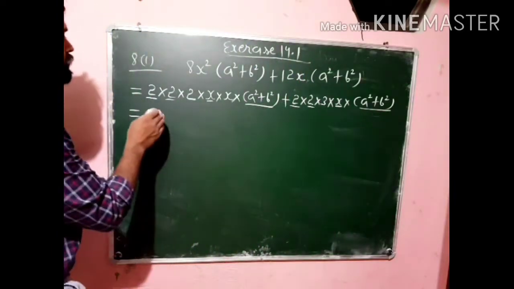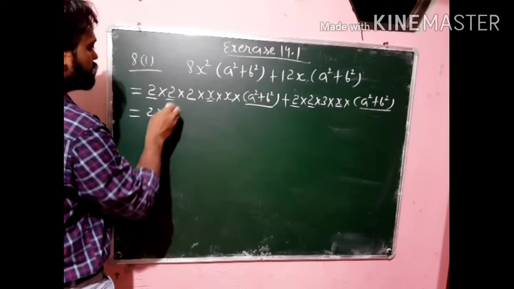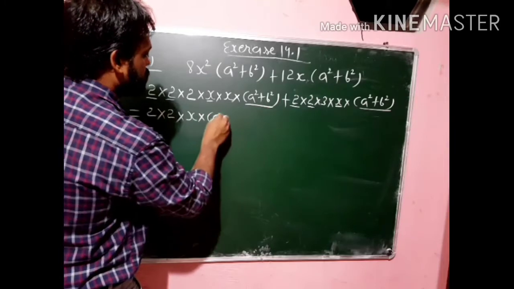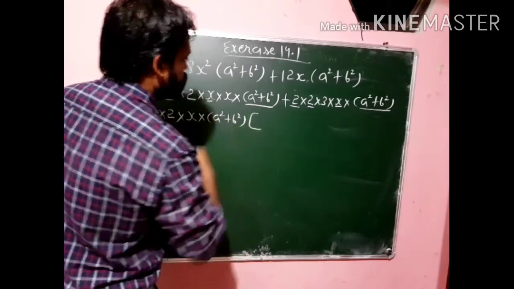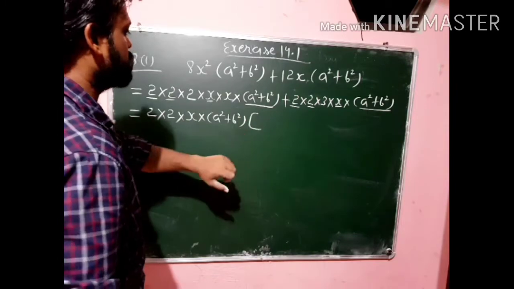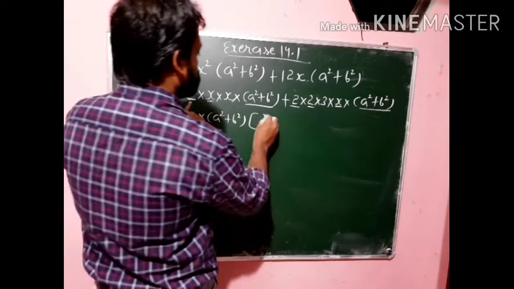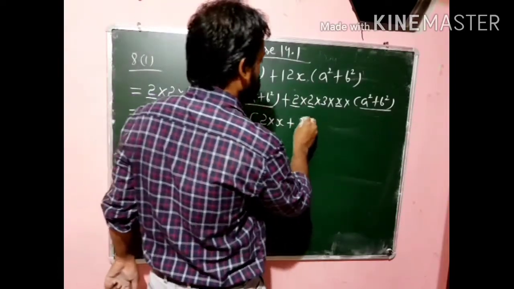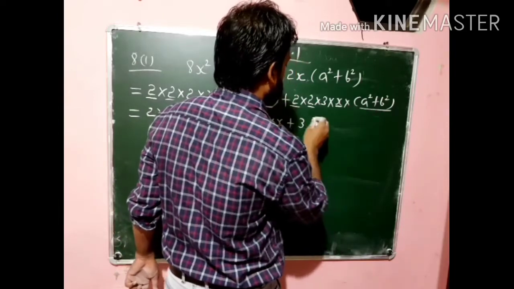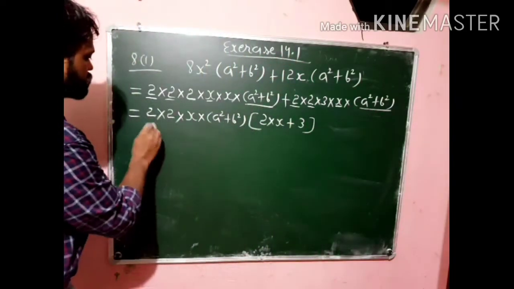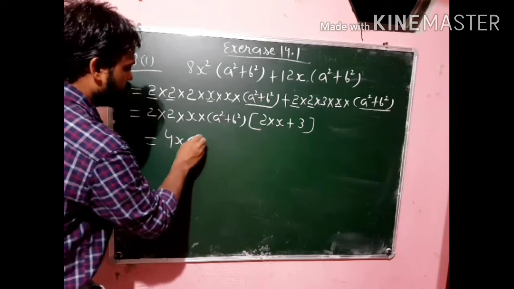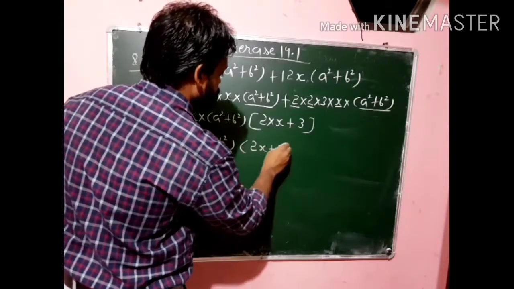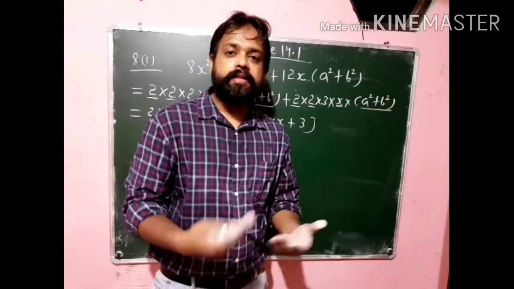So now write down the common terms here. So you can see 2 multiplied by 2, and of course this x, and of course this bracket a square plus b square. So now write down the next terms which are left inside the bracket. So here is 2 multiplied by this x, and then plus here is this 3, and other terms are already taken common. So now you can see this is 2 into 2, 4x into a square plus b square, and also in the bracket is 2x plus 3. So this is the answer, and its second part is also same.